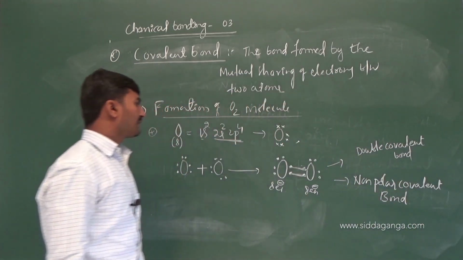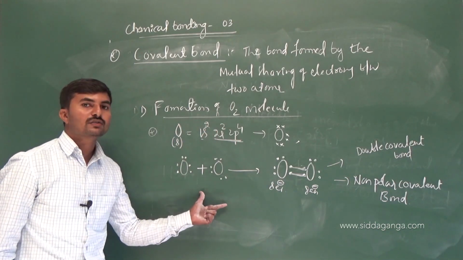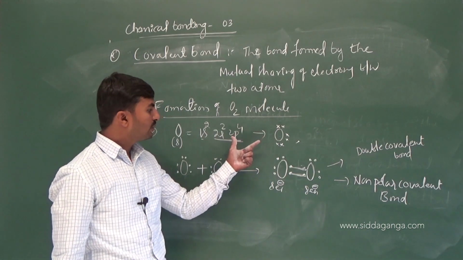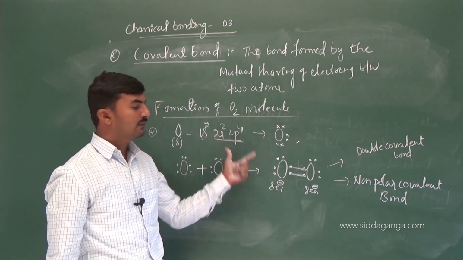Okay, this is an example of a double covalent bond. In the next class, we are going to continue with the same chapter with a few more examples.